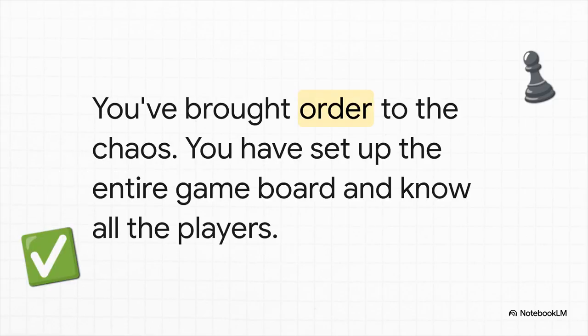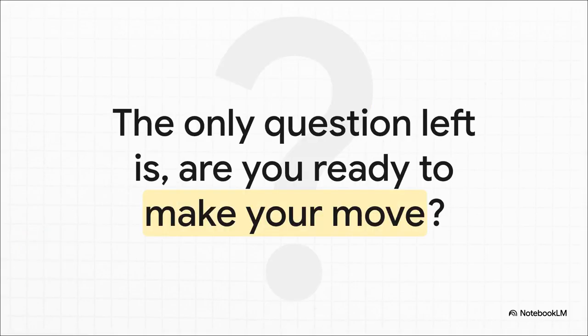Ultimately, that's what this entire process gives you, a strategic map of the human terrain. You know all the players, you get their motivations, and you can anticipate their influence. You've brought order to the chaos. You've essentially set up the entire game board. So now you have the map. You understand the players. You are in control. The only question left is, are you ready to make your move?